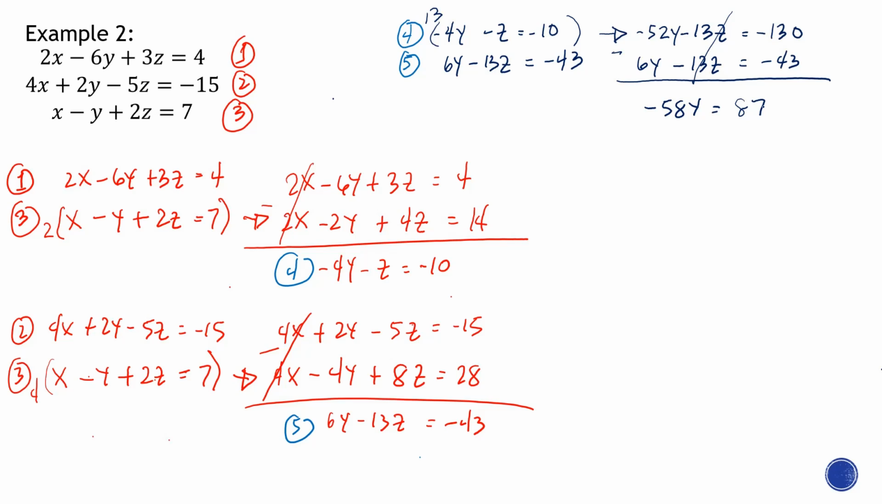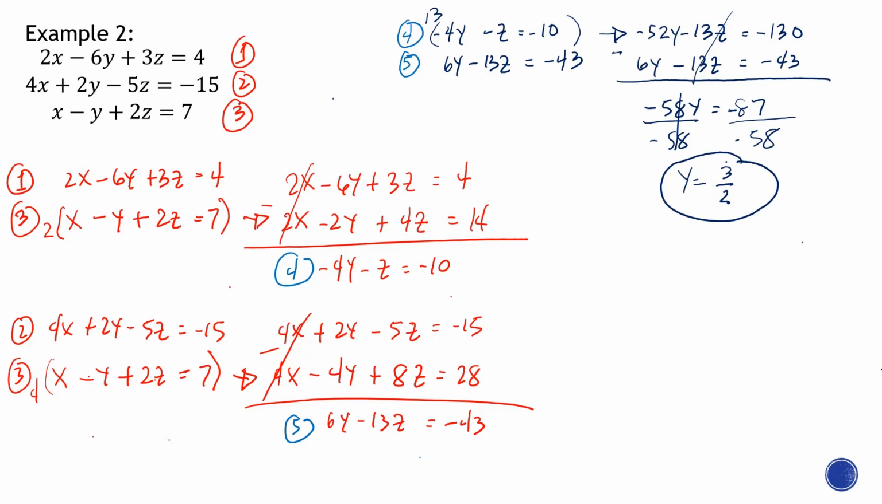So negative 130 plus 43 is negative 87. I forgot to put the negative sign. There you go. The next step will be to divide by negative 58. So y equals, what is the simplified form of 87 divided by 58? That's right, it's 3 over 2. Both are divisible by 29. 87 divided by 29 is 3, and 58 divided by 29 is 2.